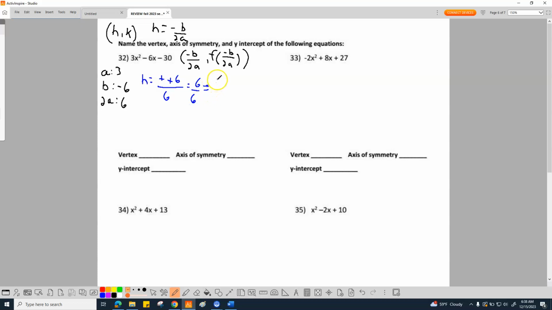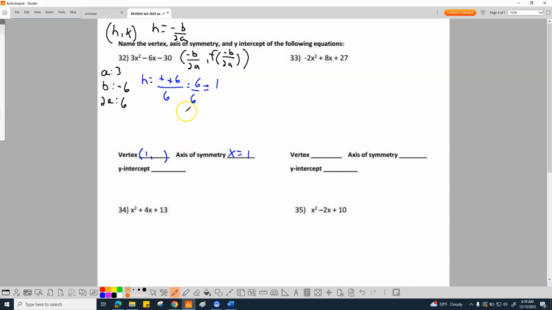That ends up being 6 divided by 6 is 1. So, for my vertex, I'm starting off with my 1 comma, and remember our axis of symmetry is always going to be x equals h. So in this case, it's going to be x equals 1, so we're almost there.